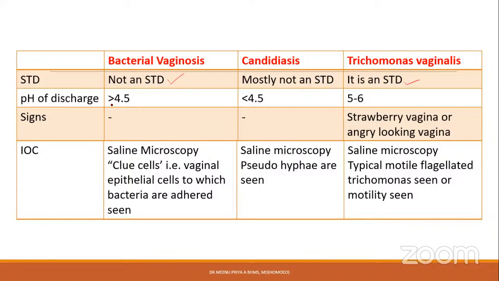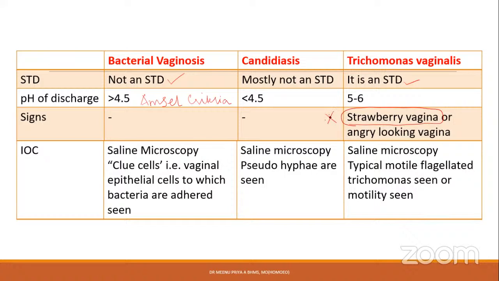And then pH: we saw the discharge pH of bacterial vaginosis is more than 4.5. So just remember Amsel criteria. If Amsel criteria is there, you should remember bacterial vaginosis. One of the criteria there was pH more than 4.5. In candidiasis, it is less than 4.5. And in Trichomonas, it is 5 to 6. And signs: what are the signs? Strawberry. One sign which we saw in Trichomonas vaginalis is very important.